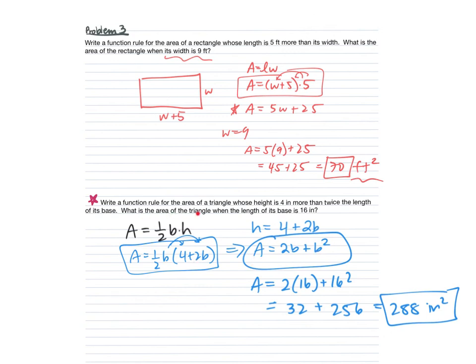And then what's the area of a triangle when the length of the base is 16? Just plug in 16 for b. 16 squared is 256, and 16 times 2 is 32. Add those together, and you get 288 inches squared. And that's it.